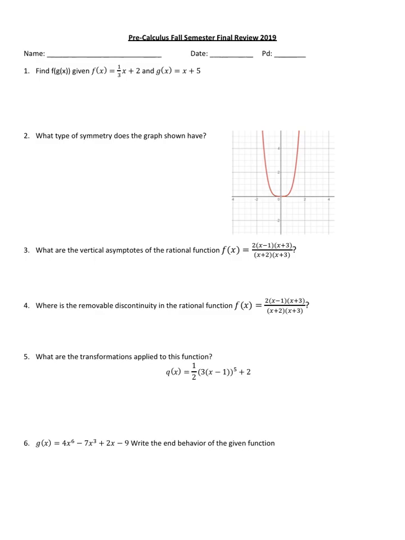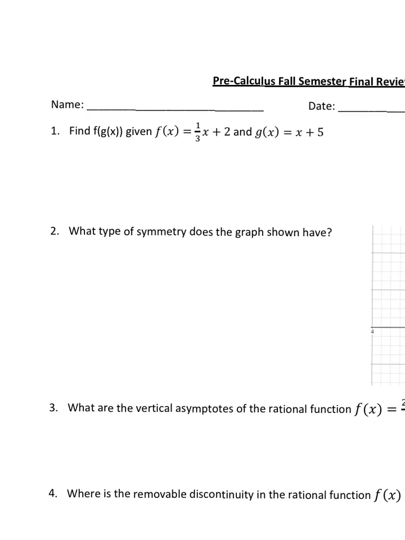So let's get started. Number 1 wants you to find f of g of x, given f of x and g of x. This is called composition of functions, and it's like putting one function inside of another. So f of g of x means that your outer function f is going to have the letter x replaced in it with this entire g of x. So your original f of x is 1 over 3x plus 2.